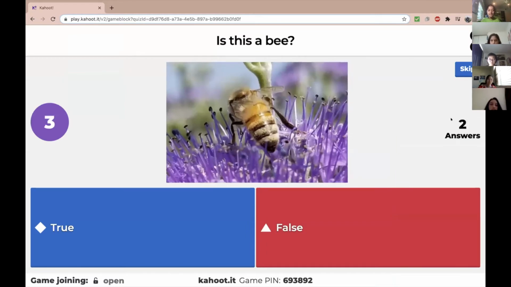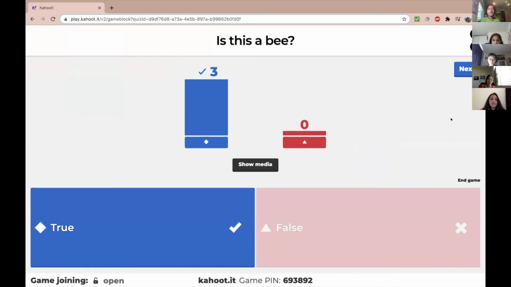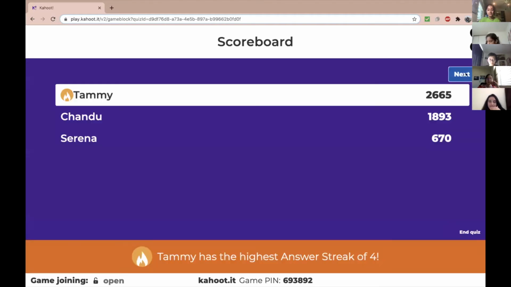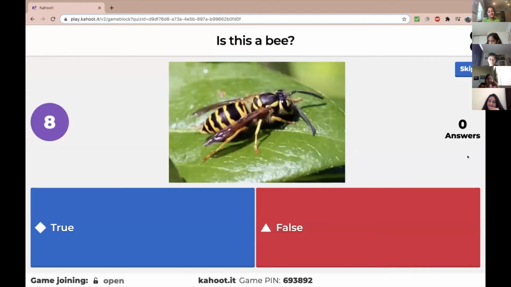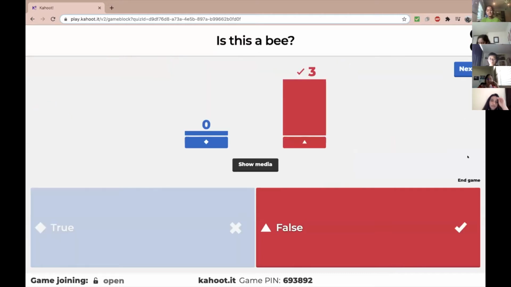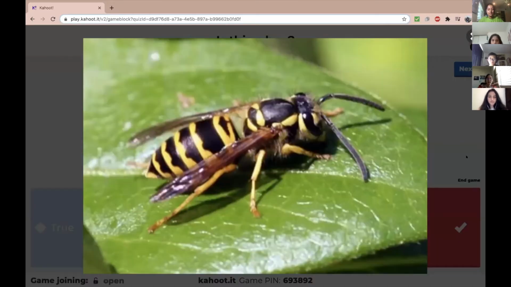These are images of bees one of our members, Tammy, took. So I think Tammy can explain about these bees and whether they are bees or not. Yeah, so I'll explain the next few. So that was not a bee, that was actually a wasp that I found on the internet.